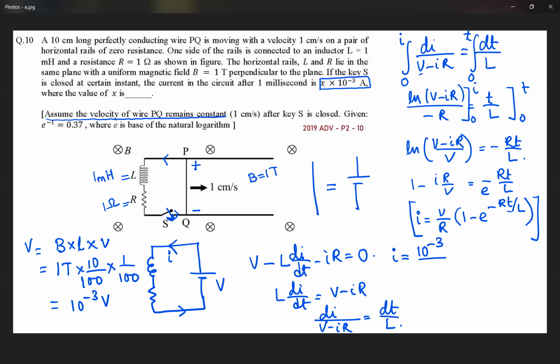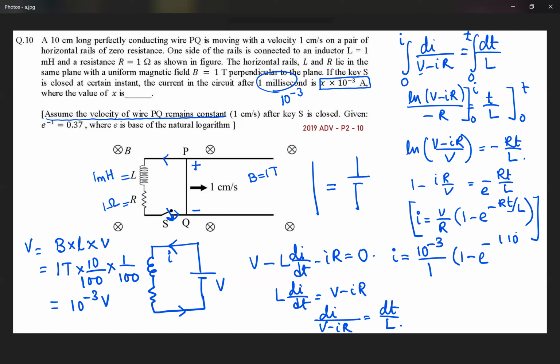The resistance is 1 ohm and 1 minus e to the power minus Rt divided by L. So minus R, the value of R is again 1 ohm. The value of t is 1 millisecond, and millisecond is 10 to the power minus 3 seconds.